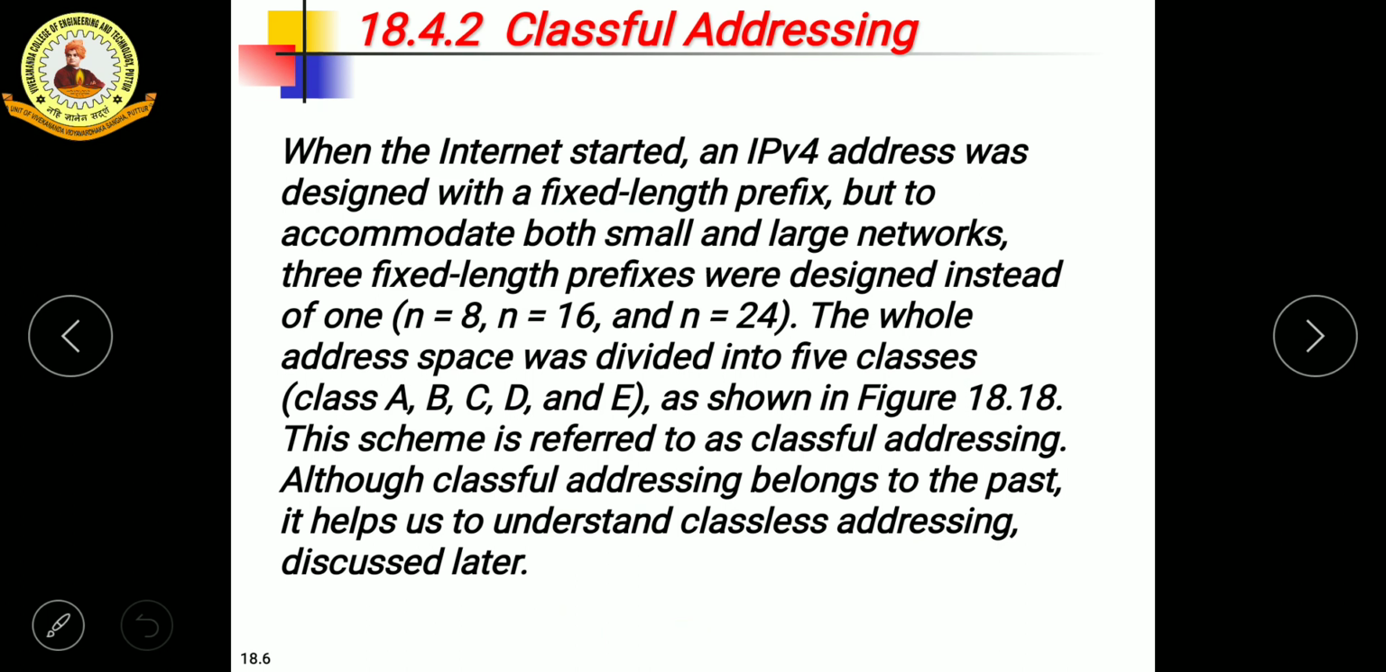So classful addressing, this one is obsolete. When the internet started, an IPv4 address was designed with a fixed length prefix. Why is the prefix used? To uniquely identify the network, we have studied, right? In the olden days, this prefix length was fixed. But to accommodate both small and large networks, 3 fixed length prefixes were designed.